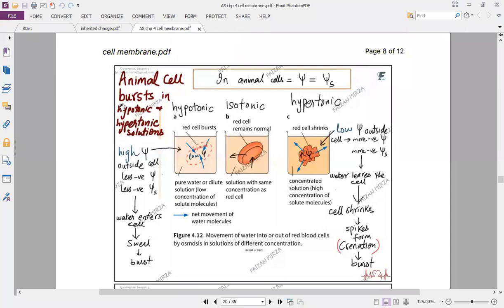In an animal cell, the water potential is equal to the solute potential. So if you place a red blood cell in an isotonic solution, there is no net movement of water. Water moves in and water moves out at the same rate. So the red blood cell stays intact.